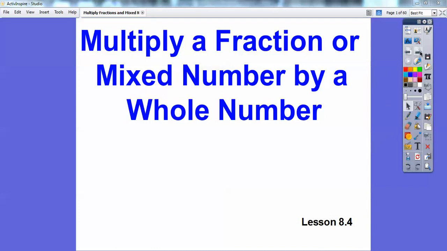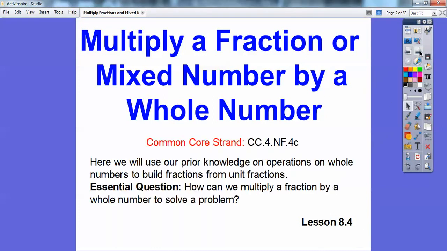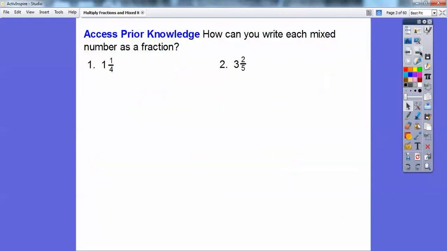So this is lesson 8.4, and our common core is pretty much the same here, but we're going to ask, how can we multiply a fraction or a mixed number by a whole number to solve problems? We're going to do a couple of ways here. I'm going to show you some old knowledge, so we're going to access our prior knowledge. How can we write the mixed numbers as fractions? I'm going to show you a few ways here.